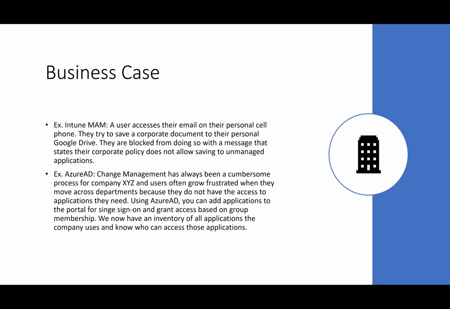So the business case here, again, Intune mobile application management. User accesses their email on their personal cell phone. They try to save corporate documents to their personal Google Drive. They're blocked from doing so with a message that states that their corporate policy does not allow saving to unmanaged applications. So again, just very light touch as far as the restrictions available, but it does protect your data on the mobile devices like Android and iOS.